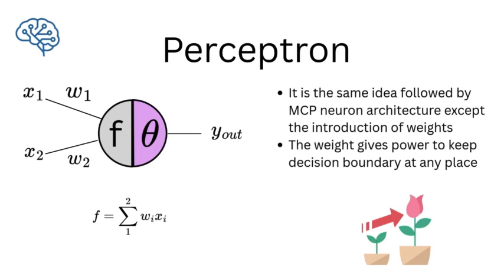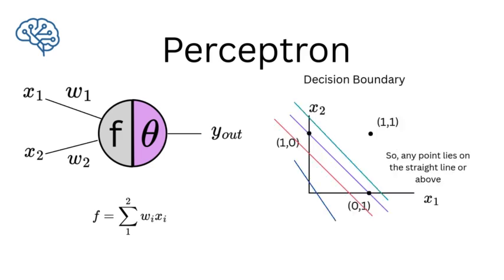So far, we have seen MCP neurons. Now let's see what is perceptron. The perceptron follows the same core idea as MCP neuron, but with one important enhancement, the introduction of weights. Weights give each input a different level of importance.